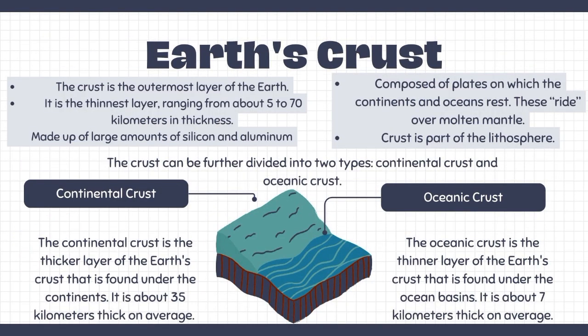The Earth's crust is like the skin of an apple, since the crust is the outermost layer of the Earth, as well as the thinnest layer, ranging from about 5 to 70 kilometers in thickness. Also, the Earth's crust is made up of large amounts of silicon and aluminum. And it is also composed of plates on which the continents and oceans rest. These ride over molten mantle. Aside from that, the crust is made of solid rocks and minerals.